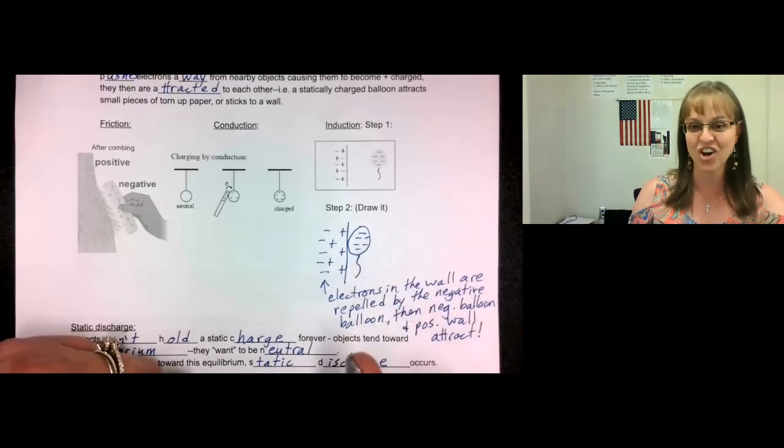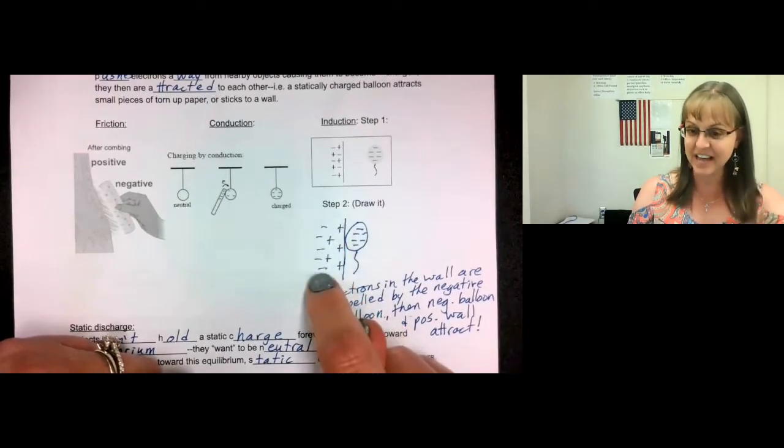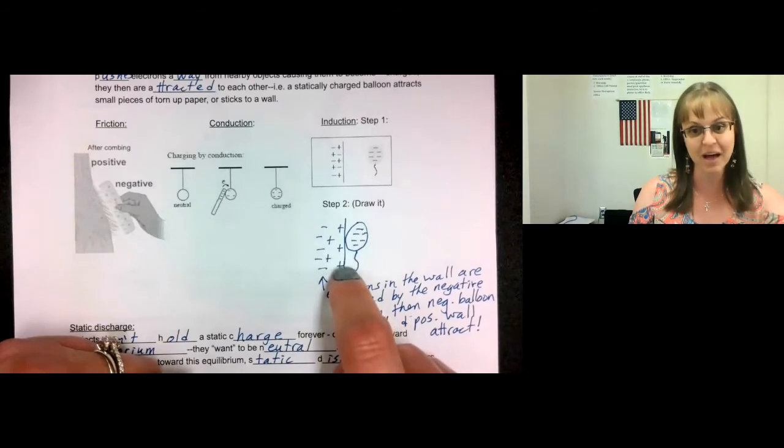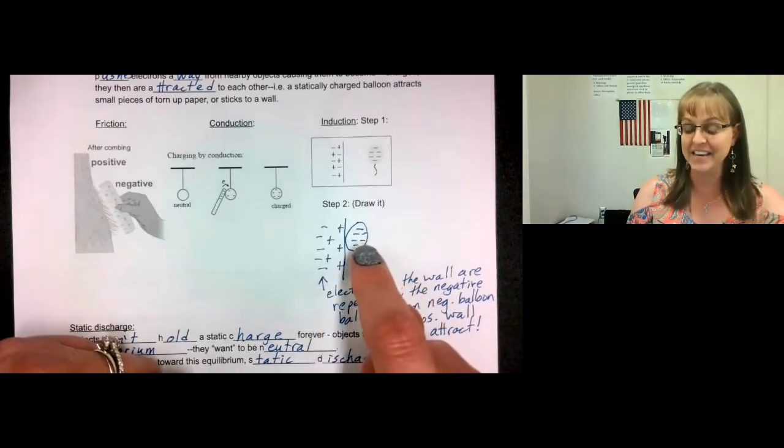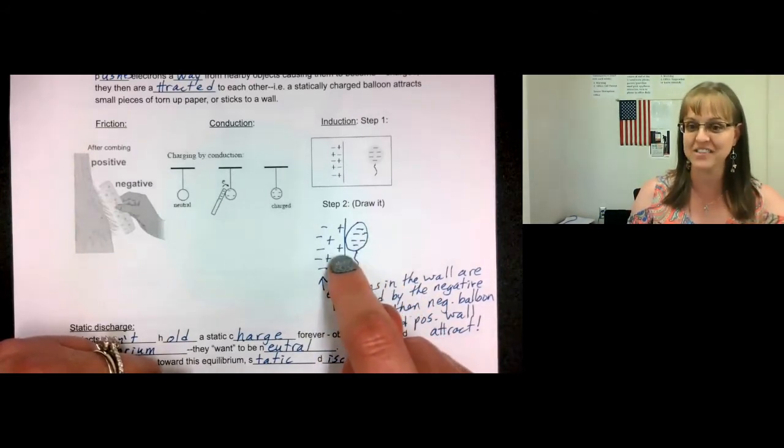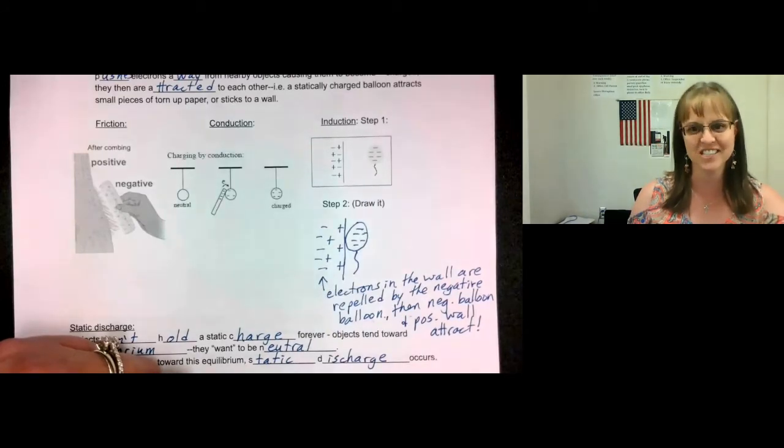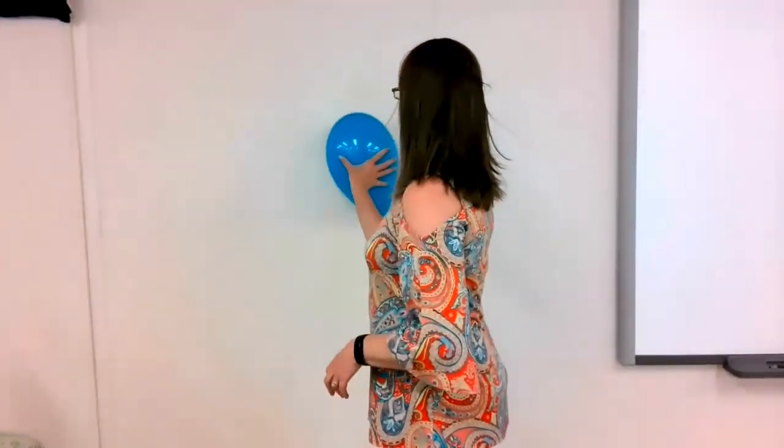Now the wall has a charge. Deep inside it is negative and on the surface it is positive. So when you get that negative balloon beside the positive wall, the balloon will actually stick to the wall. Isn't that cool? Friction has now caused this balloon to be negative. When I place it against the wall, it now sticks to the wall.